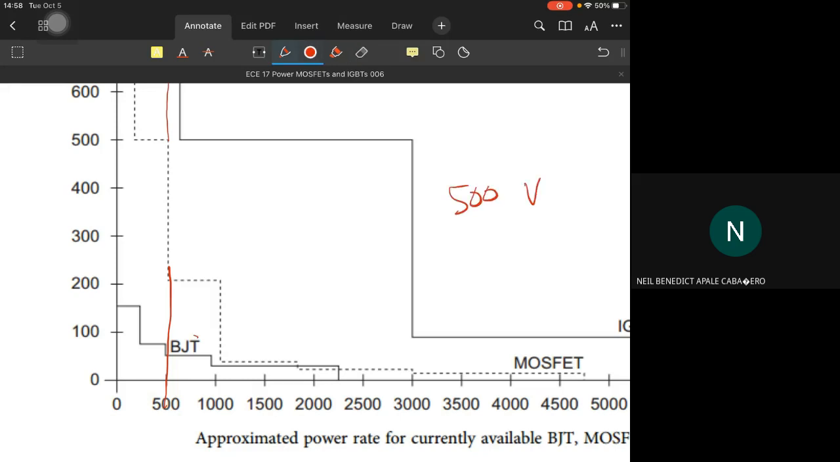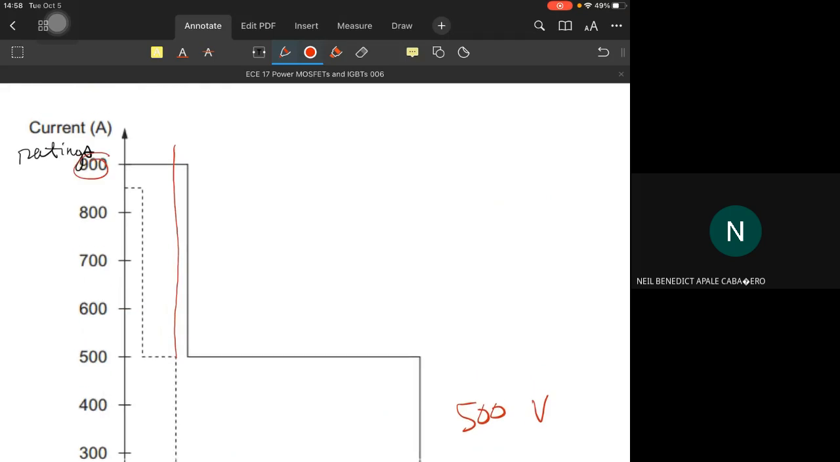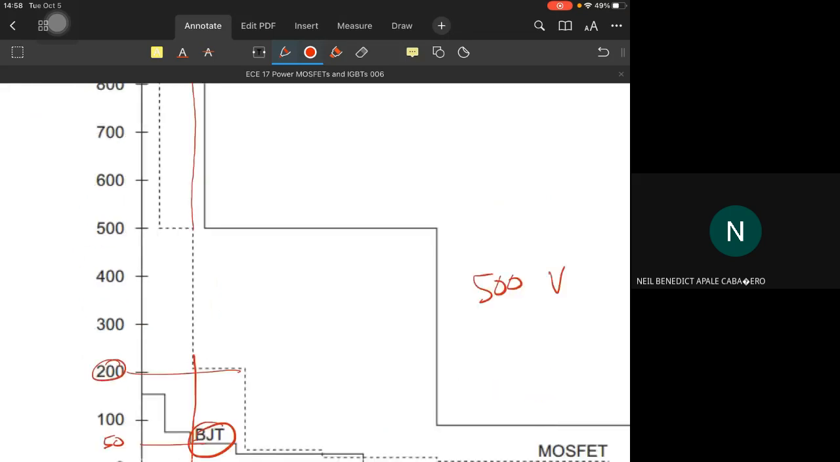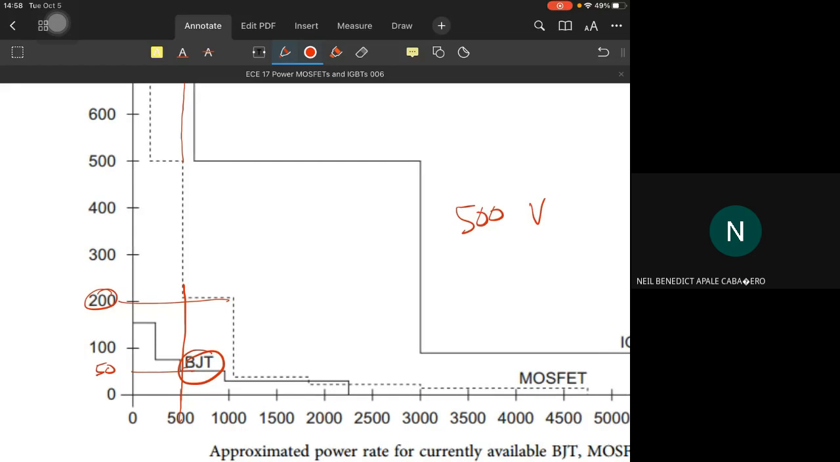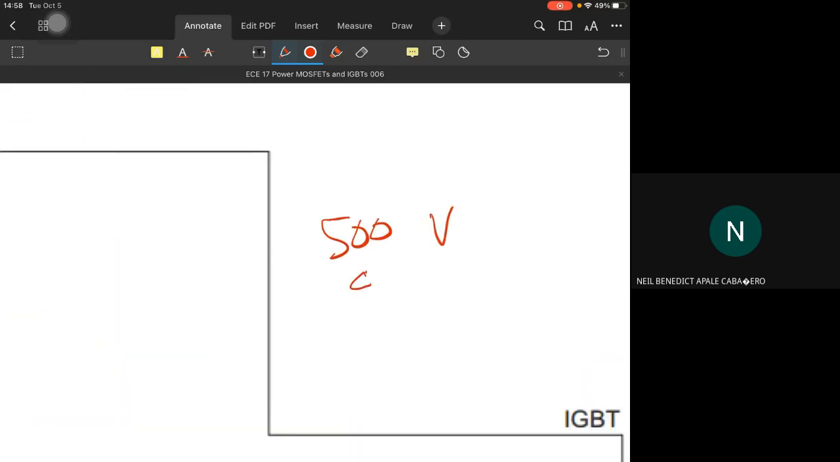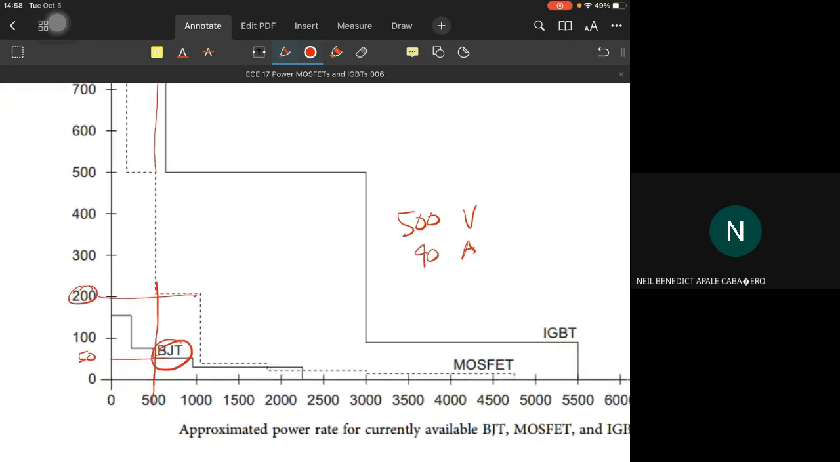We could use a BJT that has a maximum current rating of 50 amperes, maybe, or a MOSFET at around 200, or an IGBT at around 900. But if our requirement is, for example, 500 volts and 40 amps only, again, any of the three will do.